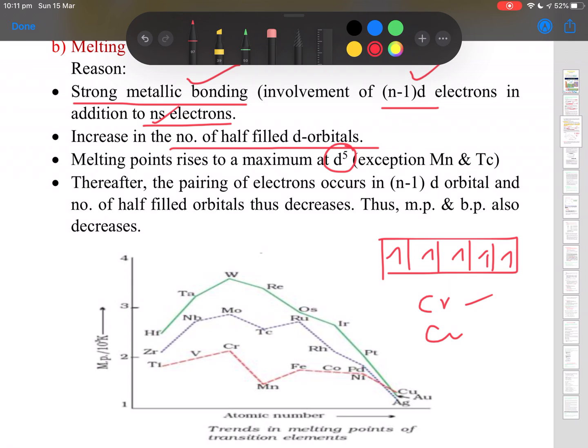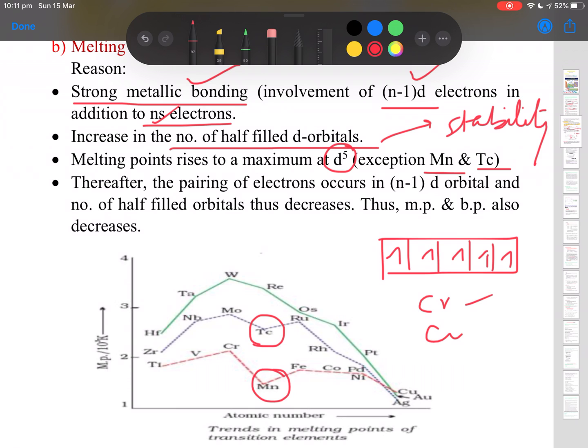So basically the melting point should have been maximum, but it's an exception that for manganese, which has D5 configuration, it's least, and technetium. So here you can see in the graph manganese and technetium. They should have high melting point, but their melting point has dipped down. Okay, and the reason is stability, because exactly half filled d orbital attains a very high stability.